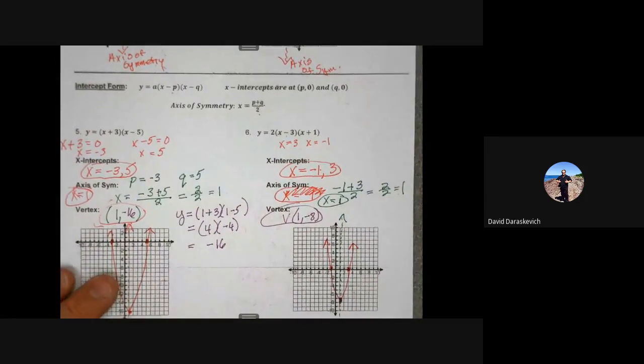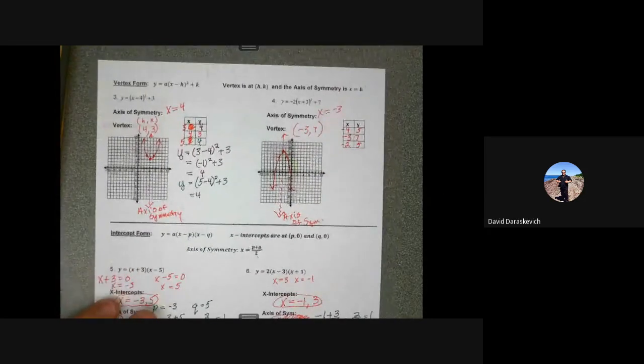All right, any questions? I know this is a lot of information. It's because we have 3 different forms of graphing a quadratic. It depends on what form. Again, I think the easiest form, and you probably agree, is vertex form. Questions, comments, concerns?